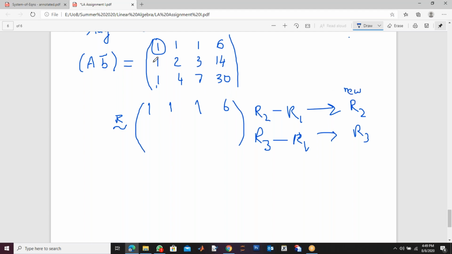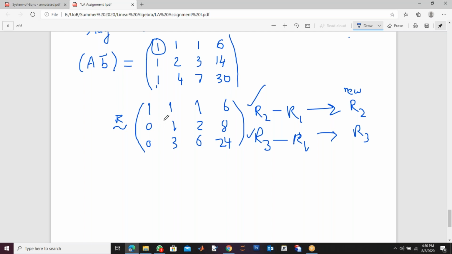If I'm just subtracting, 1 minus 1 will become 0, 2 minus 1 will become 1, 3 minus 1 will become 2, and 14 minus 6 will become 8. Got it? This is this operation. Now the second operation, R3 minus R1: 0, 4 minus 1 is 3, 7 minus 1 is 6, 30 minus 6 is 24. Okay, this is your second operation. Any questions here? Row operations are easy, right?